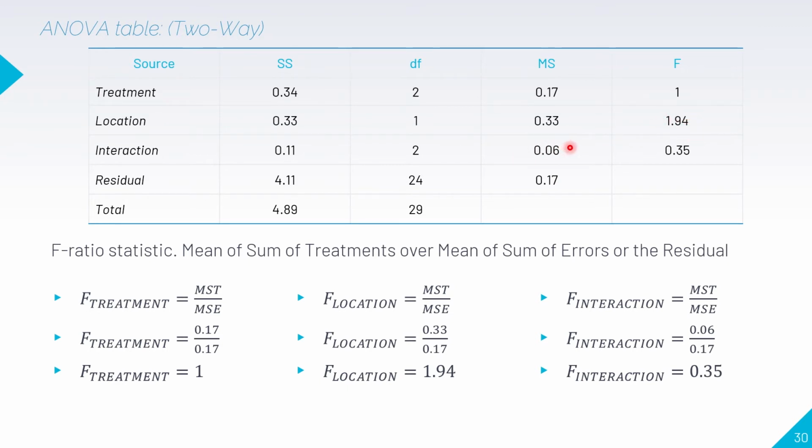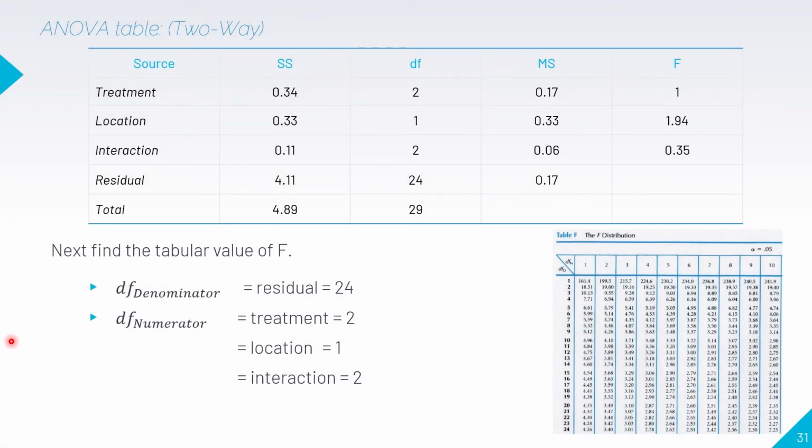0.06 divided by 0.17, and we have our F ratio of 0.35 in our interaction. Next, we find the tabular value of our F. Now that we have found our F ratio, let's find our tabular value of F. First, we need to determine our DF denominator, which is the residual.